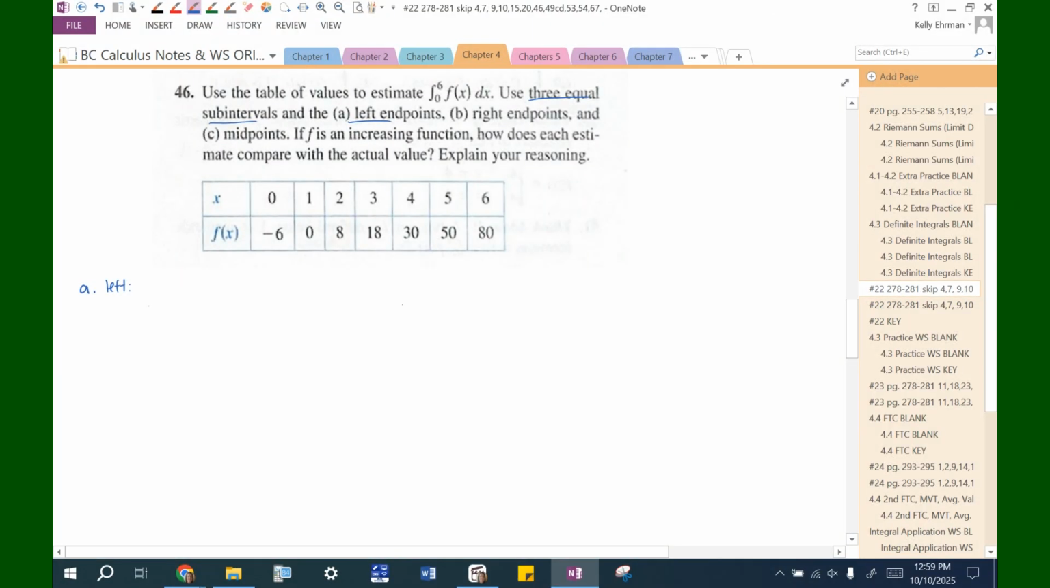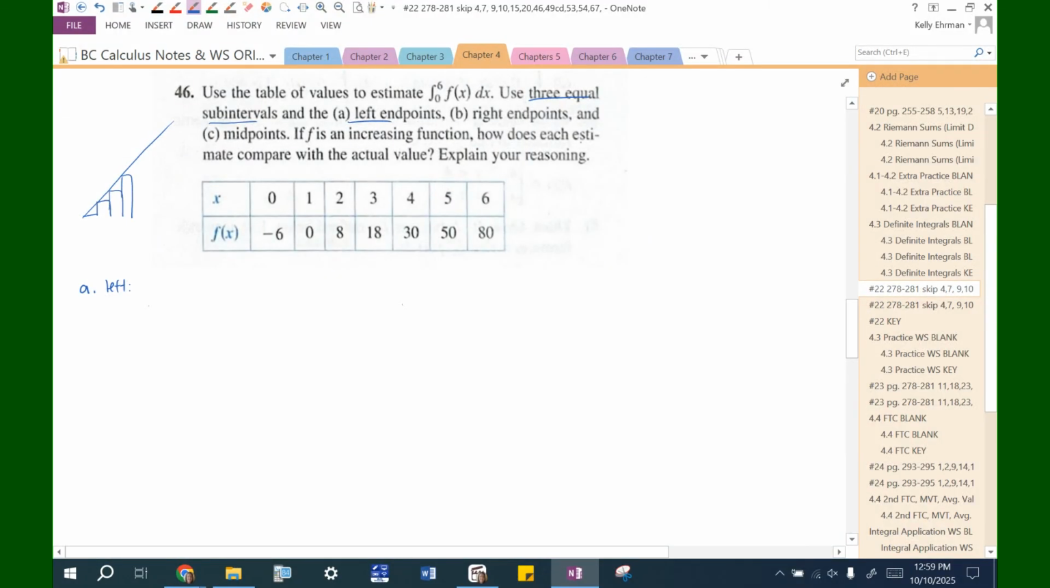If f is an increasing function, how does each estimate compare with its actual value? We can see in this table that the values are increasing, but that's not guaranteed to mean that f increases for every decimal in between. So they're telling us if that's true, what do we know about that? If f is increasing, sometimes I just have to sketch this out for myself. A left sum will be a lower sum.